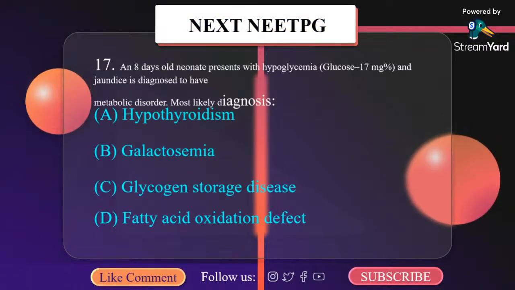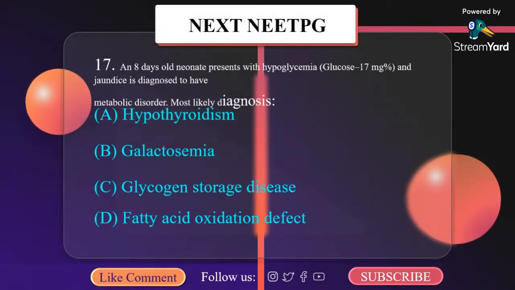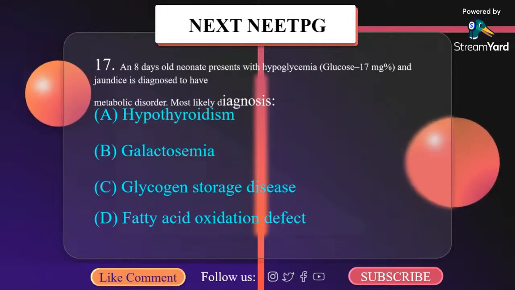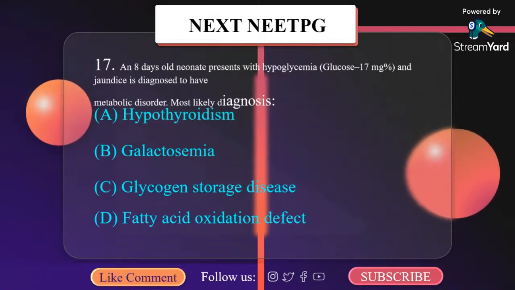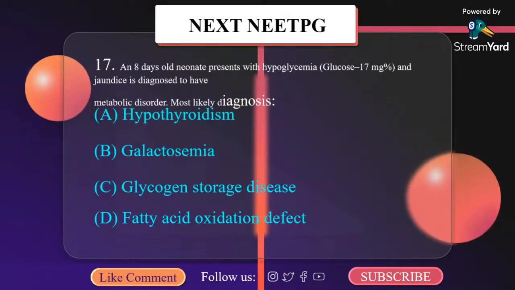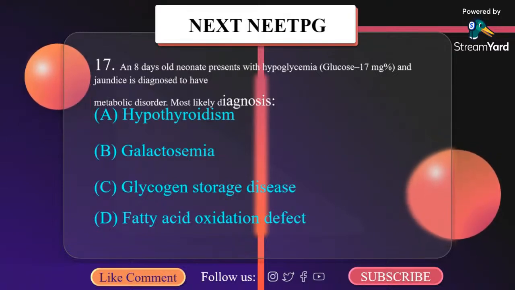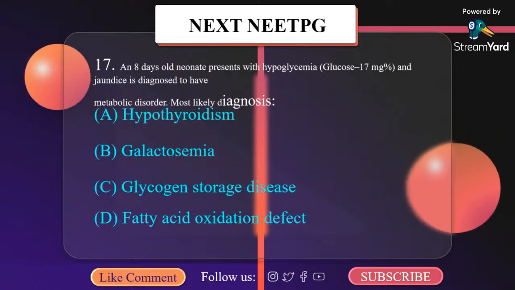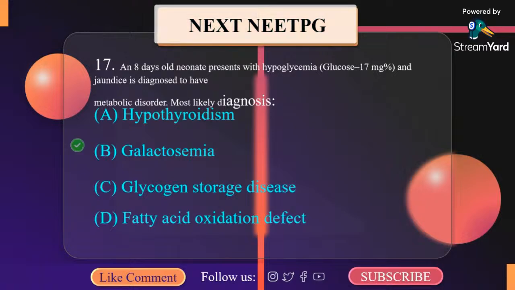An 8-day-old neonate presents with hypoglycemia, blood glucose 17 milligram percent, and jaundice, and is diagnosed to have a metabolic disorder. Most likely diagnosis is A. Hypothyroidism, B. Galactosemia, C. Glycogen storage disease, D. Fatty acid oxidation defect. Hypoglycemia and jaundice in a neonate after initiation of breastfeeding suggests a diagnosis of galactosemia.